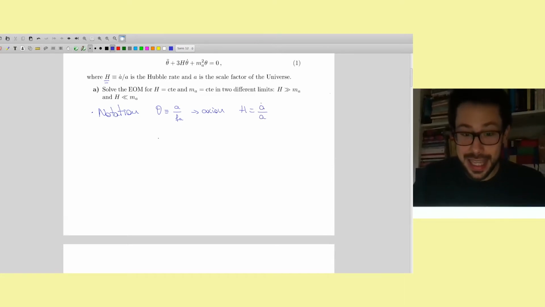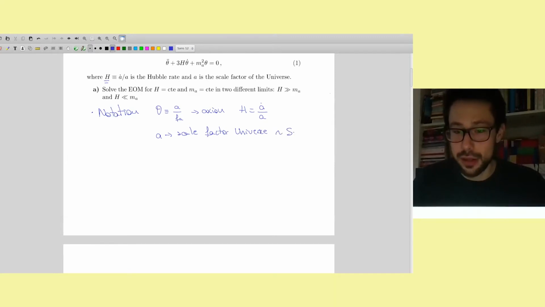But in this case, A is no longer the axion. A here is the scale factor of the universe. So in other words, this tells us about the size of the universe. A in all these exercises is going to be the size of the universe. That's why the Hubble factor, which is the first derivative of A over A, is the expansion rate of the universe, how fast the universe is expanding, okay?